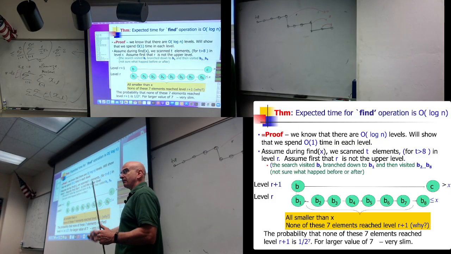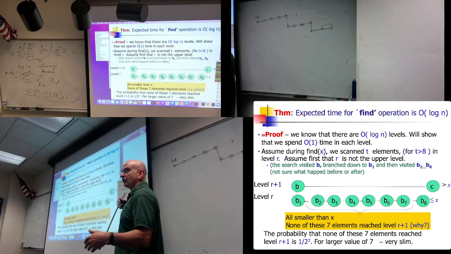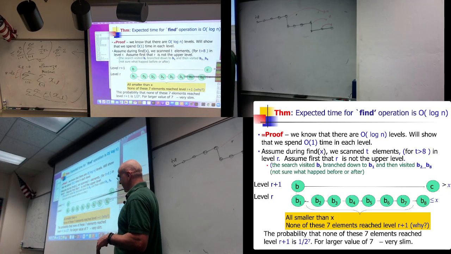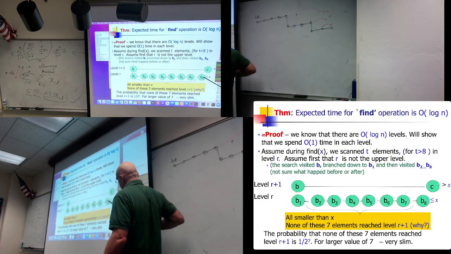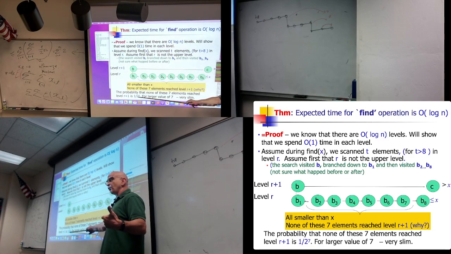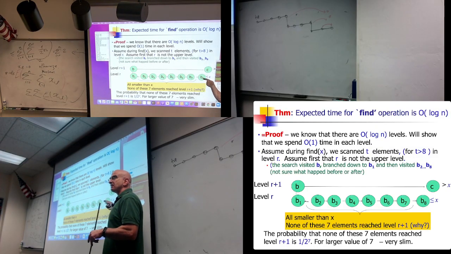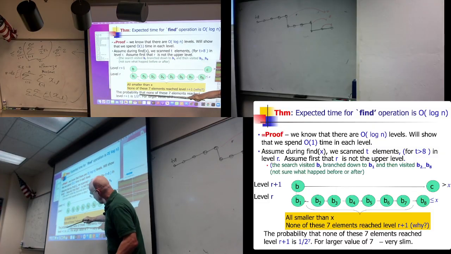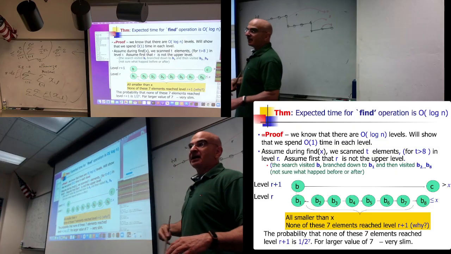Now we can ask, what's the probability that you toss a coin 8 times in a row and you will not get heads when you're tossing the coins? Actually 7 times, because there are 7 elements that I scanned. This probability is 1/2 to the 7. So it's not a proof that I'm spending constant time, but it's a proof that the probability that in the same level during the search I'm visiting many elements goes down exponentially with how many elements I'm checking in this level.